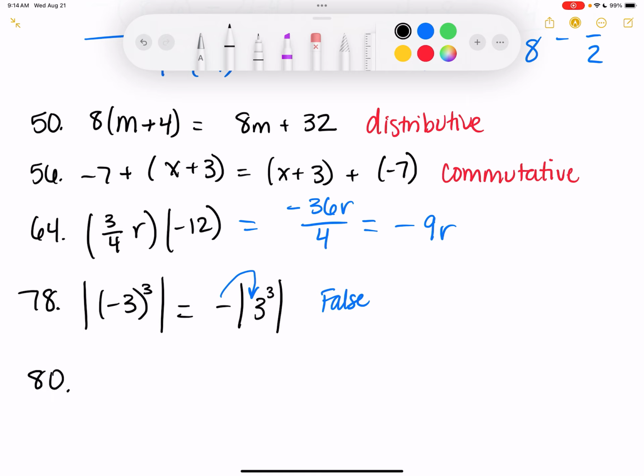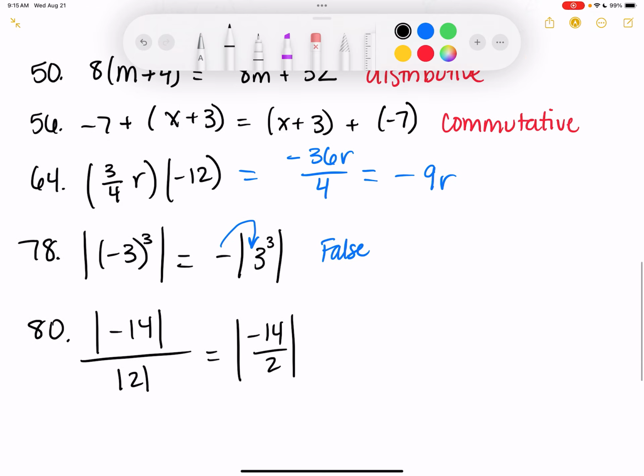80. The absolute value of -14 divided by the absolute value of 2 is equal to the absolute value of 14 divided by 2. Is that true or false? Yes, that is true.